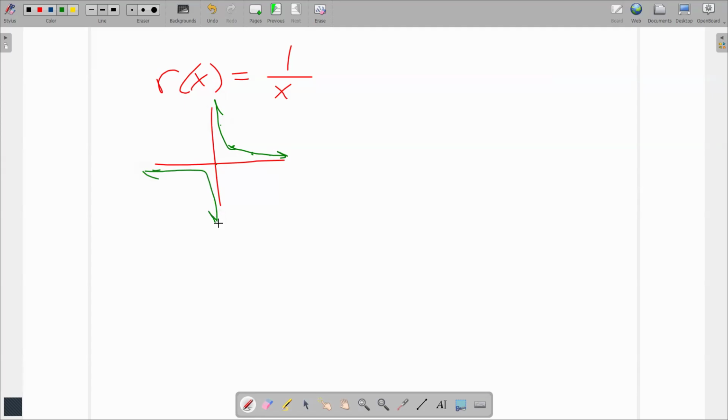And we have asymptotes. So this line right here is the line x equals 0, and that is a vertical asymptote. And then I have this line over here, which is the line y equals 0, and that would be a horizontal asymptote.